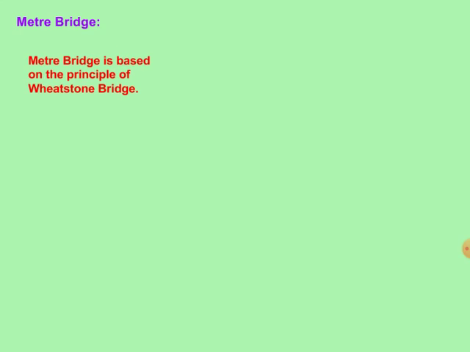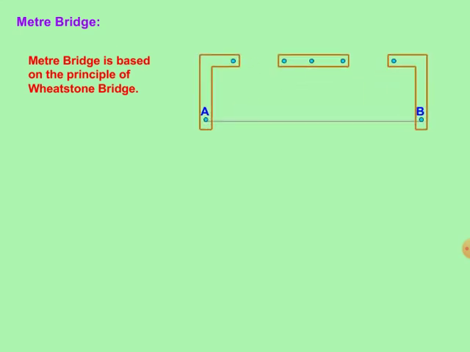A meter bridge has a 1 meter length resistance wire, placed like this. 1 meter means 100 centimeters. Through this we connect it to the source of EMF like this. This side is the positive terminal, and this is the negative terminal. Through a key we connect it to the two ends of the resistance wire AB, and there are two gaps here. We call this the left gap and this the right gap.